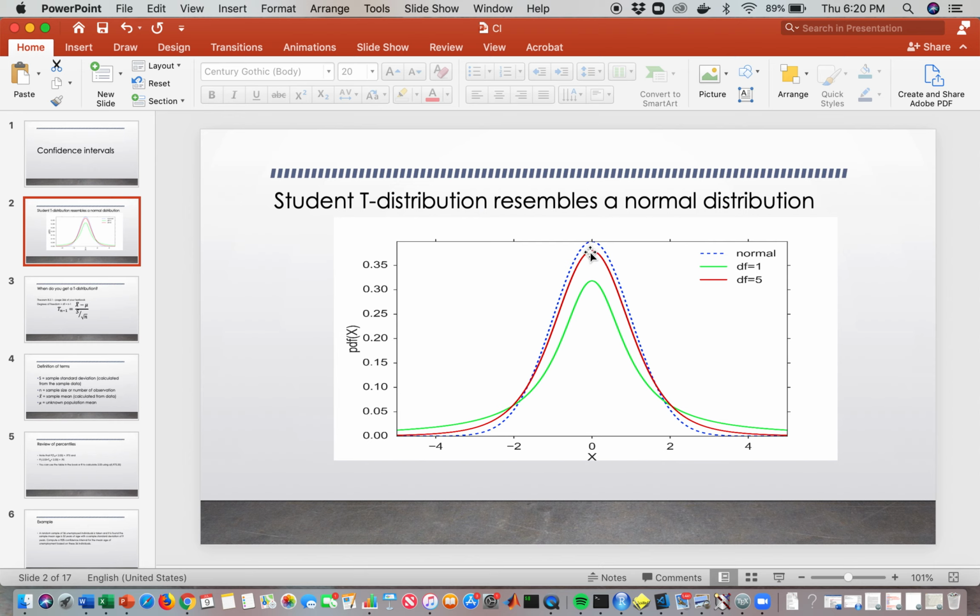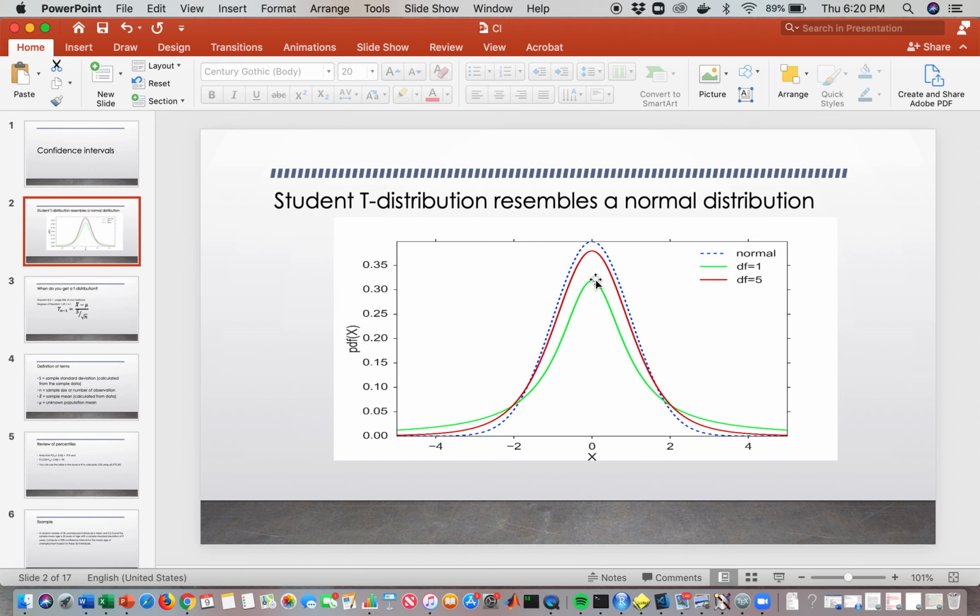Okay, however, the tails of the T distributions in green and in red have more area. That means they have higher probability. And that's what people refer to in statistics as fat-tailed probability distributions. Okay, so we'd say the t-distribution has a fatter tail, meaning it has bigger values for its percentiles.